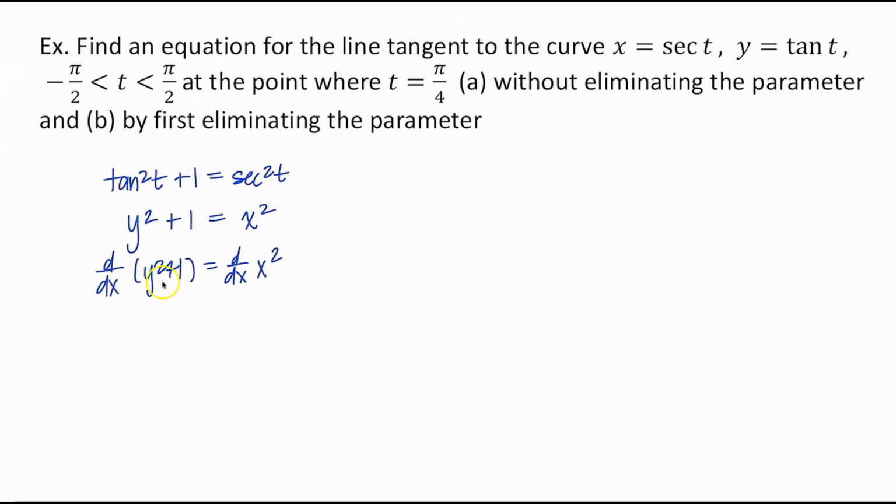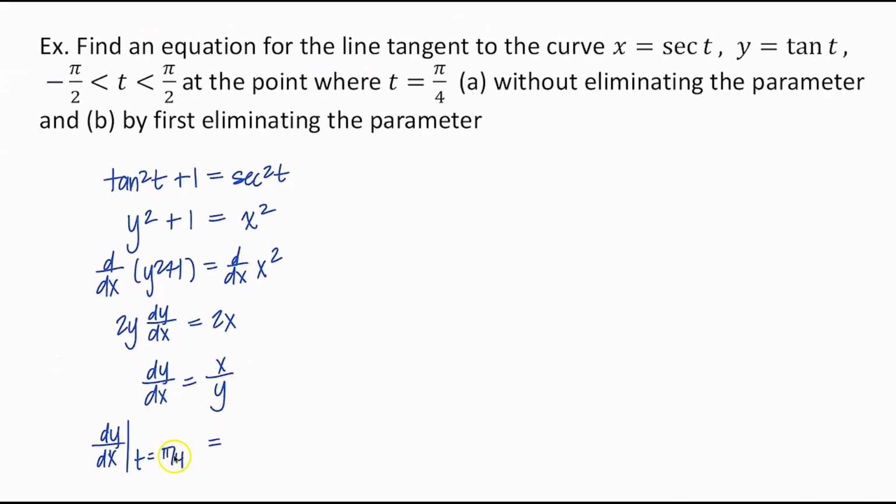The derivative with respect to x of y squared is 2y dy dx. The derivative of 1 is 0, and the derivative of x squared is 2x. To find dy dx, I'm going to divide by 2y, and simplify at the same time. So dy dx is just x over y. But I want dy dx at t equal to pi over 4. All right, well, I can't plug in t here.